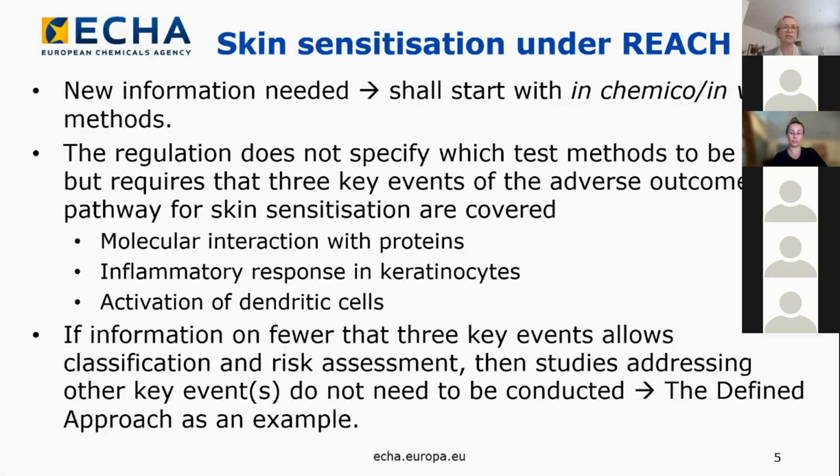However, in some cases, you might have information, for example, from 2 key events that already allows you to make a conclusion on the classification and risk assessment. In such cases, the other key event does not need to be covered. And this is, for example, where the defined approach comes into play.